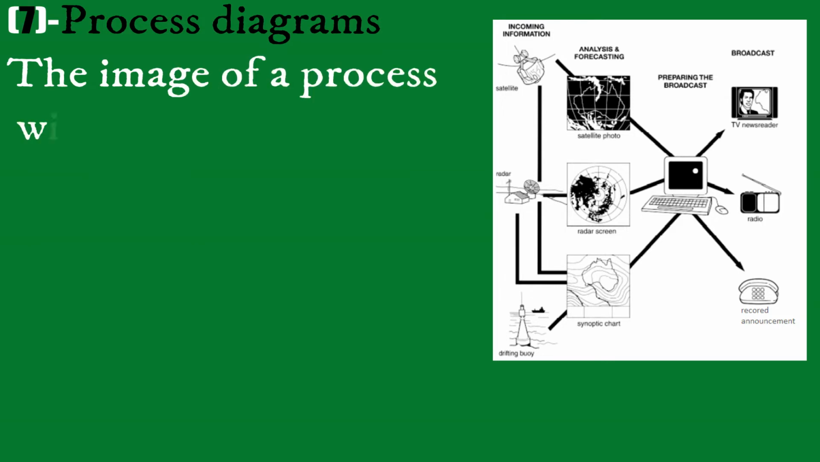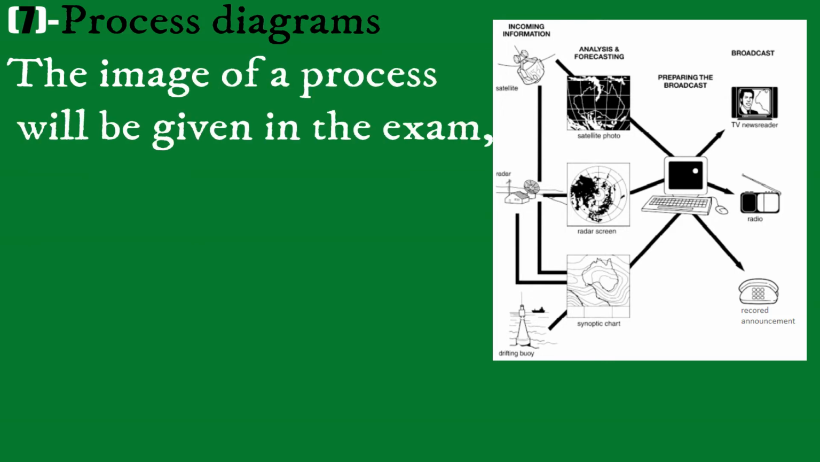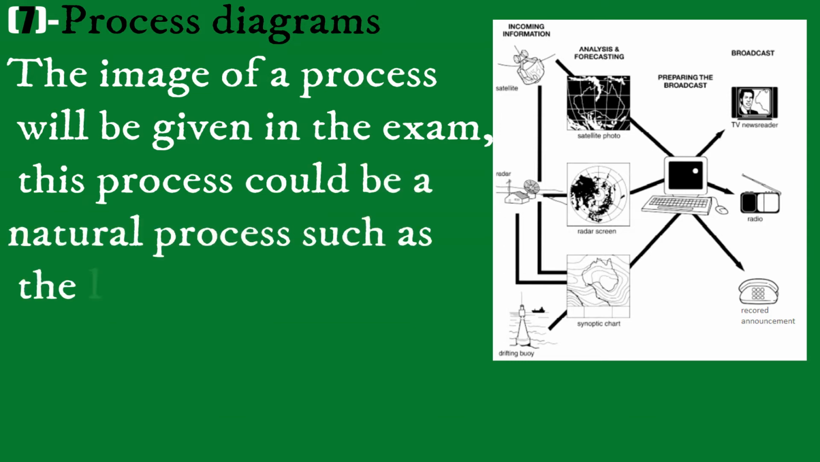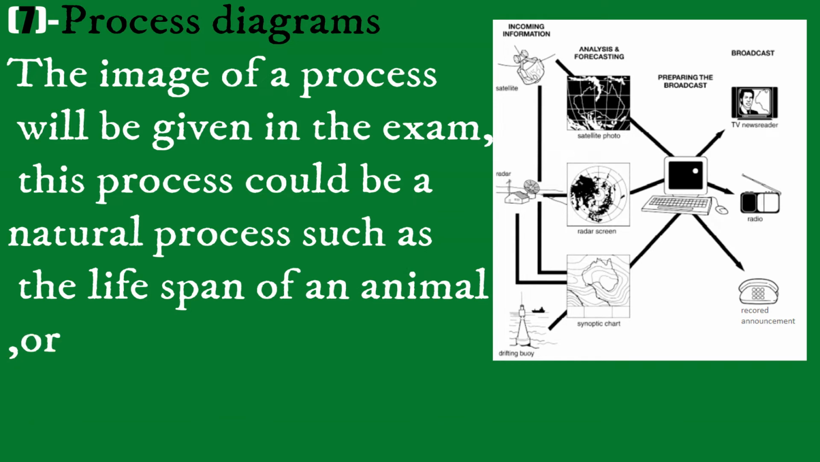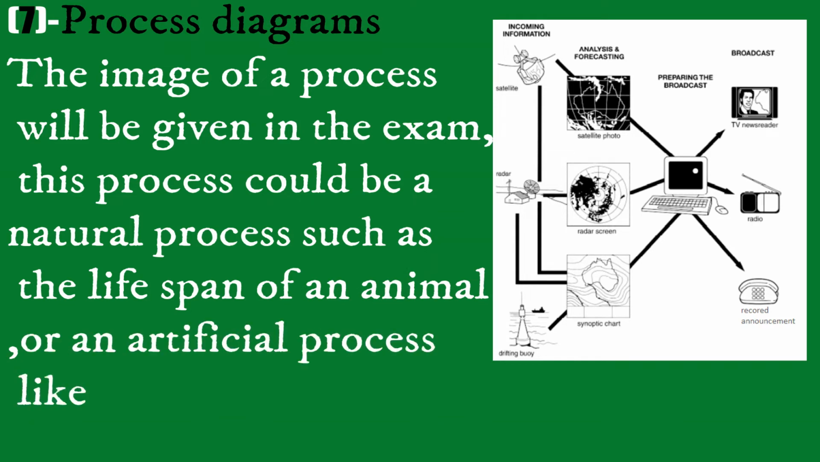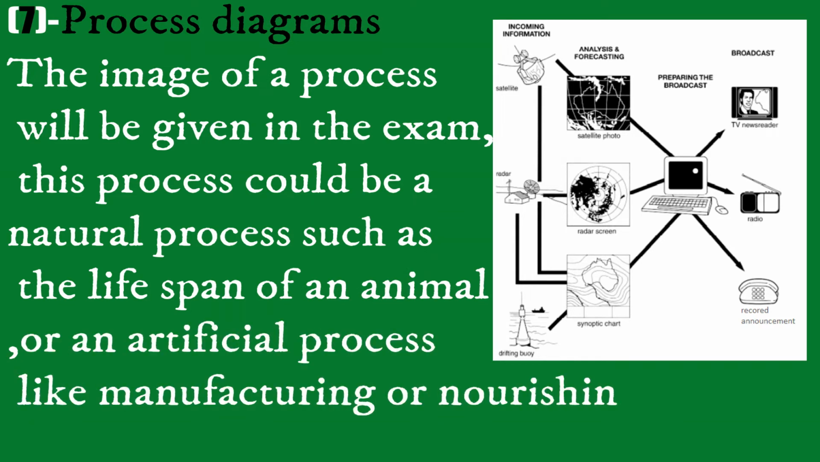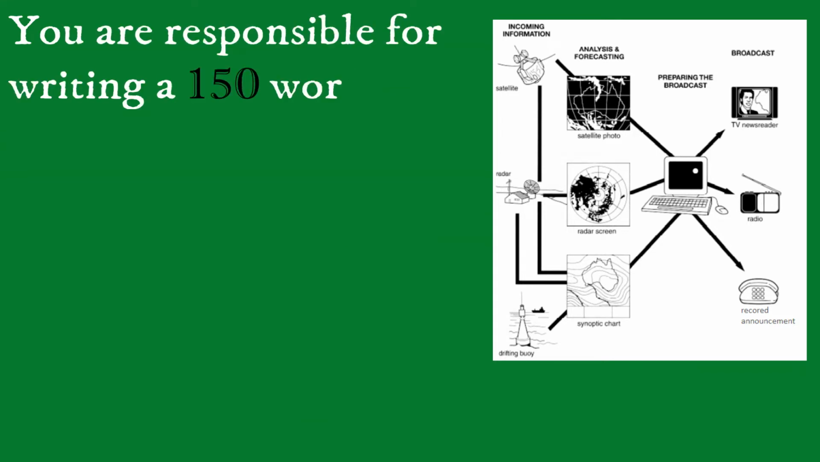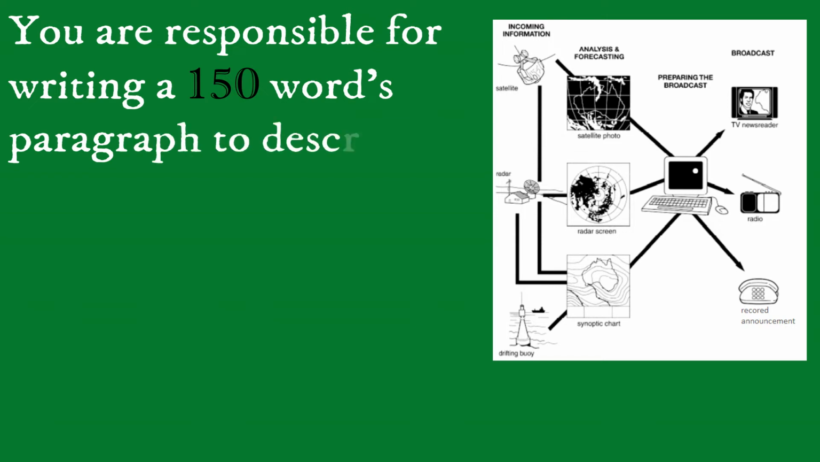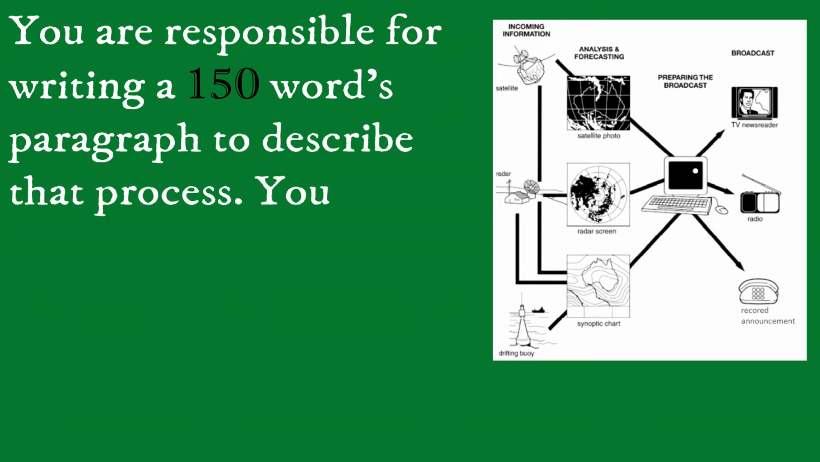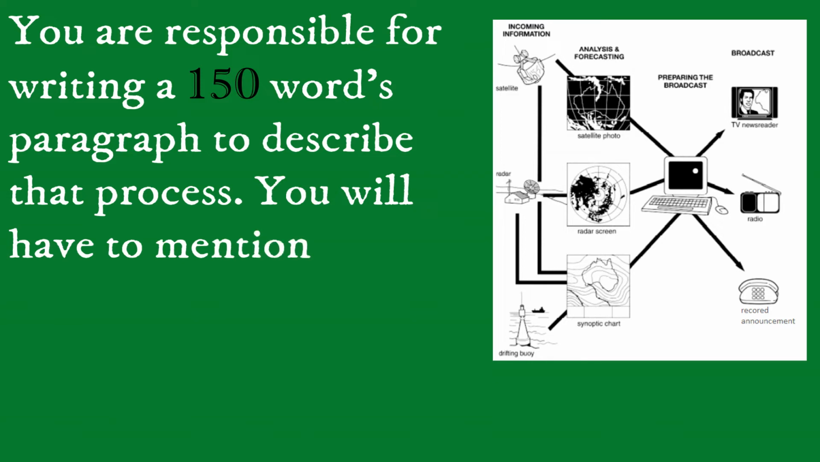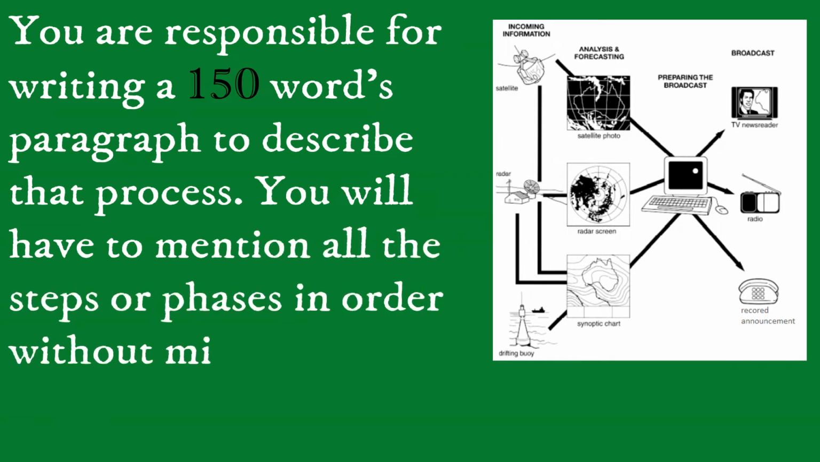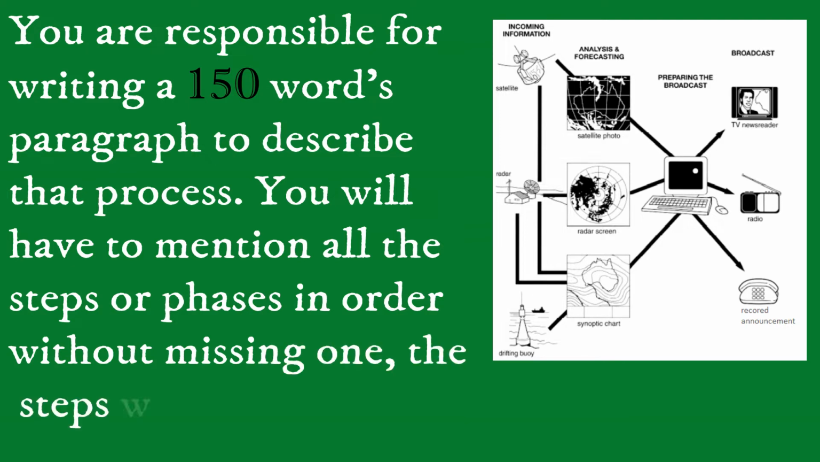In a process diagram, an image of a process will be given, and this process could be a natural process such as the lifespan of an animal, or an artificial process like manufacturing or nourishing. So you are responsible for writing a 150 word paragraph to describe that process. You will have to mention all the steps or phases in order without missing one. The steps will be displayed using arrows. So these are the types of questions which are asked in Academic Task 1.